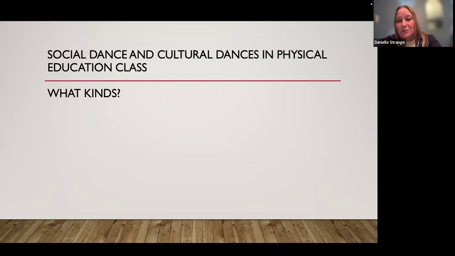I just feel like social dance can be introduced with a line dance here and there. Maybe that's your warm up for the day. You teach a line dance and have kids rotate around as they're doing that, and then a cultural dance. Throw it in there every once in a while. For Black History Month or Hispanic Heritage Month, you do one of those dances. It's just always something to include.